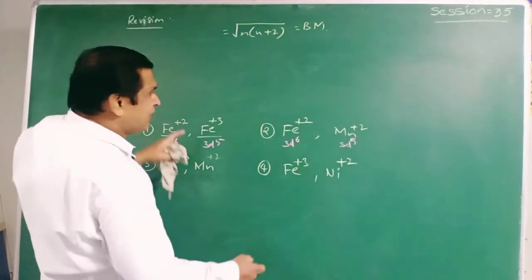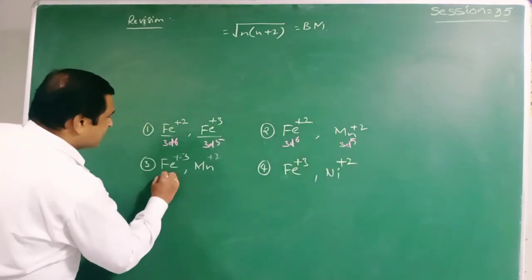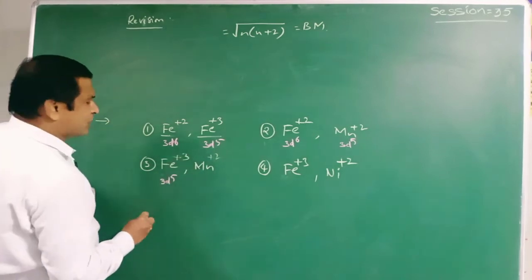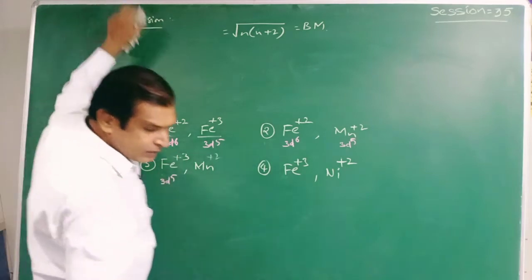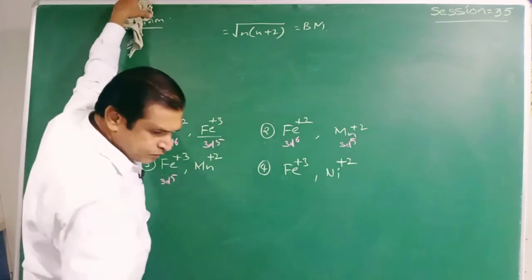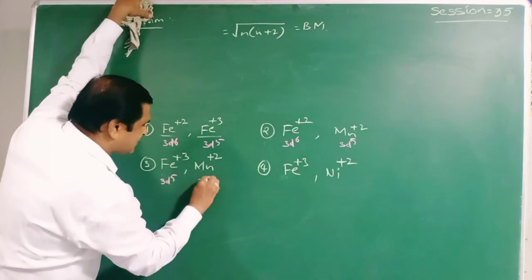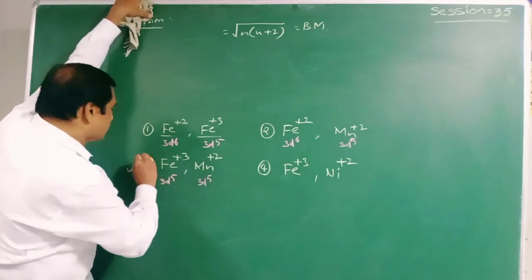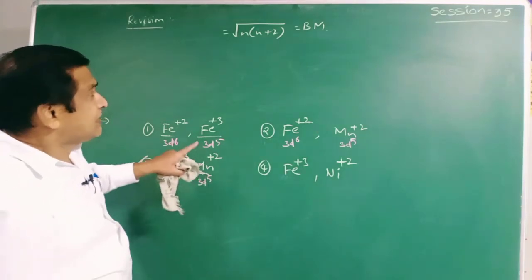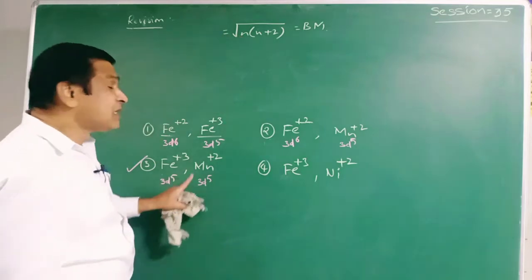Here we got that these two species have the same number of electrons. Fe plus 3 has 3d5, that is 5 unpaired electrons. Mn plus 2 also has 3d5. Yes, this is our option. So the third option contains the same number of unpaired d electrons, therefore they possess the same magnetic moment. You got my point? They possess the same magnetic moment.